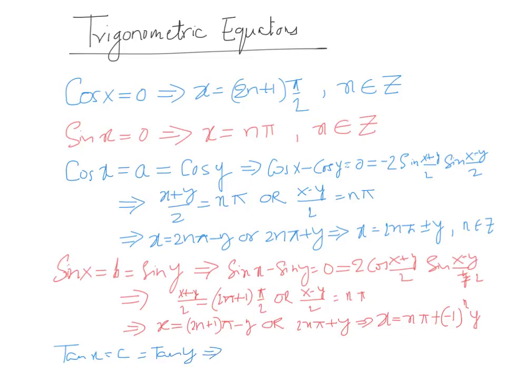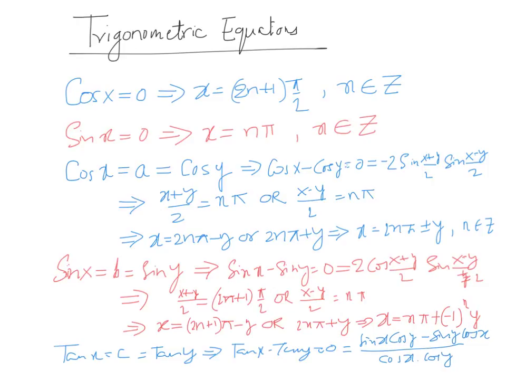Now we can express this as tan x minus tan y equals 0, and if we express tan x as sin x by cos x and tan y as sin y by cos y, and we take the LCM of cos x cos y, then we can write this as a ratio where cos x into cos y is in the denominator, and in the numerator we have sin x multiplied by cos y minus sin y multiplied by cos x.